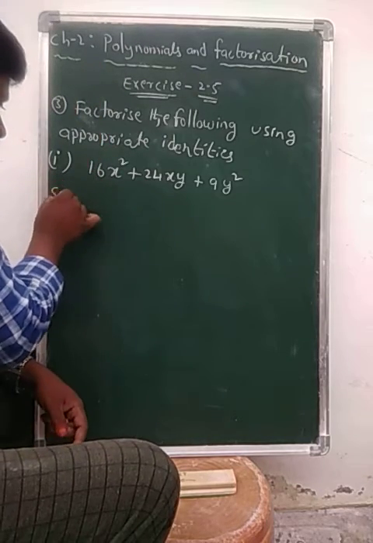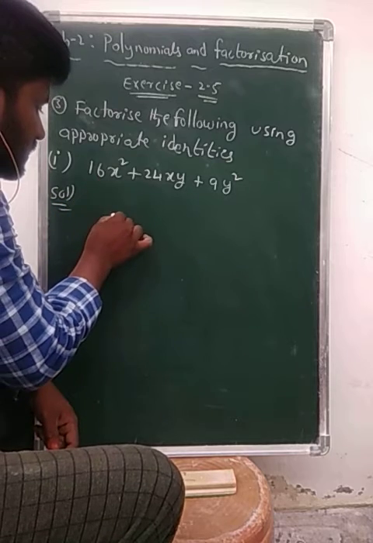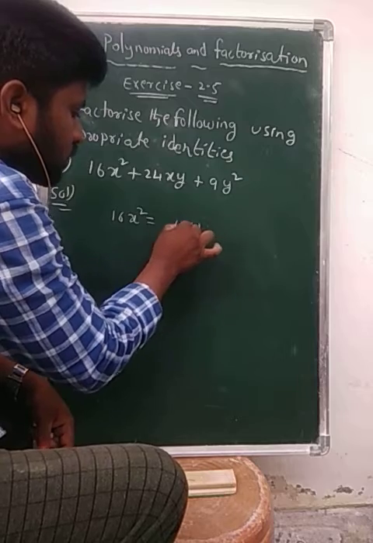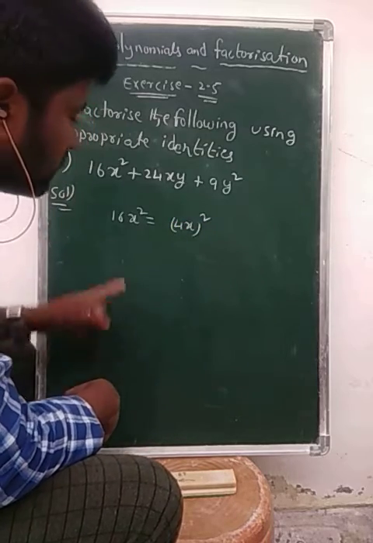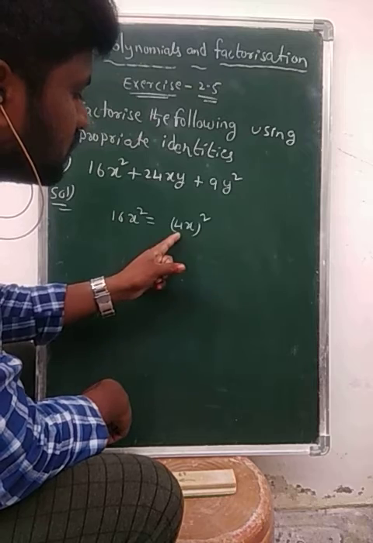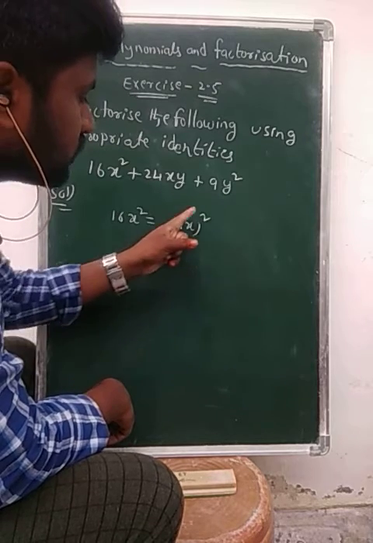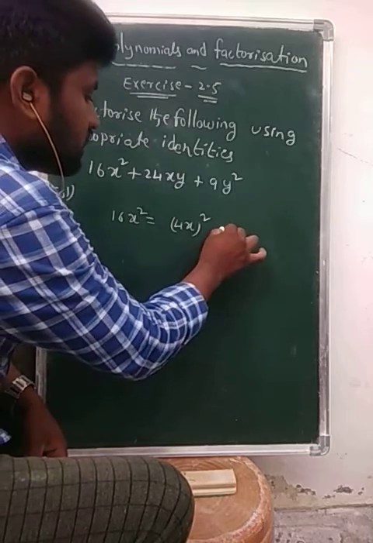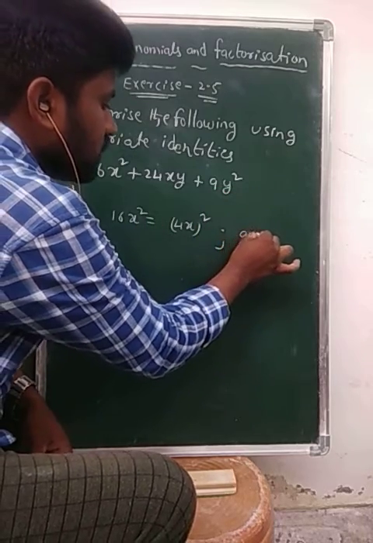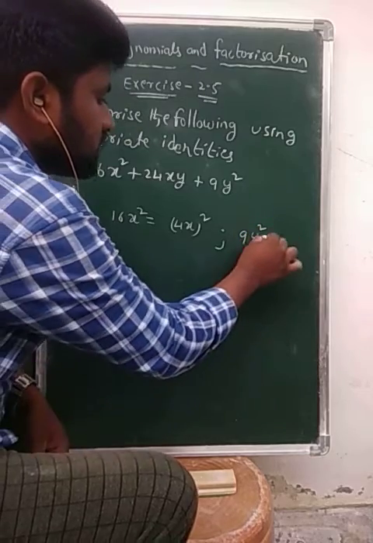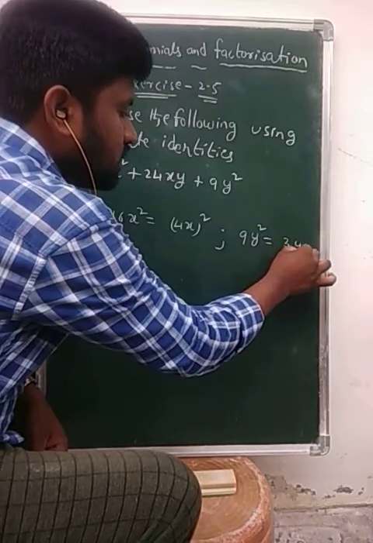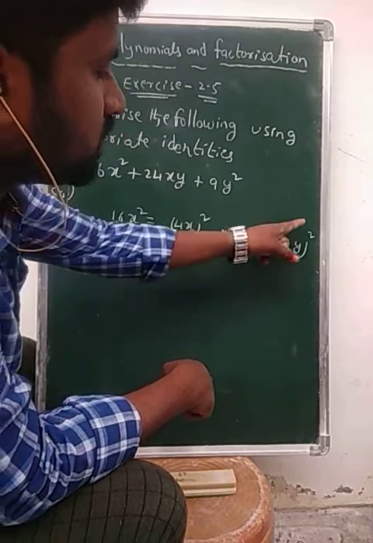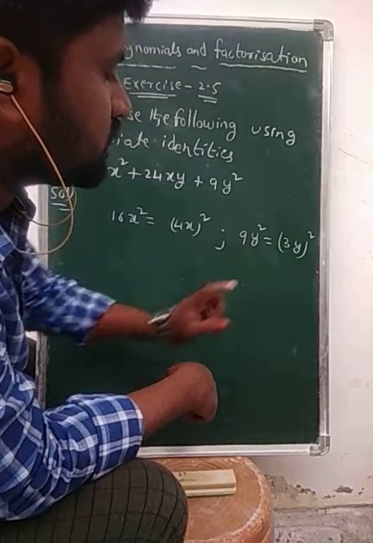See, first of all, we can express 16x square as 4x whole square. Yes or no? 16x square means 4x whole square, because 4 square means 16, x square means x square. In the same manner, 9y square we can express as 3y whole square. Yes or no? 3 square means 9, y square means y square only.